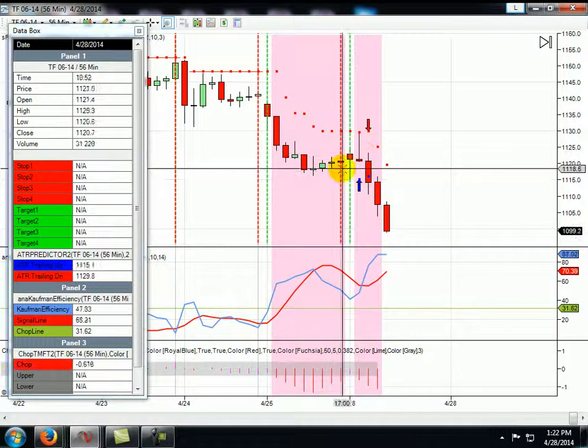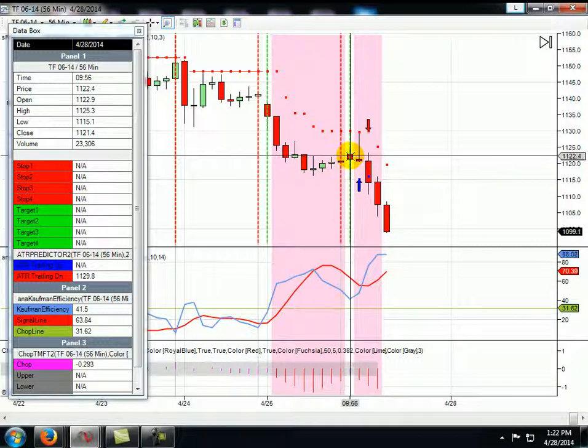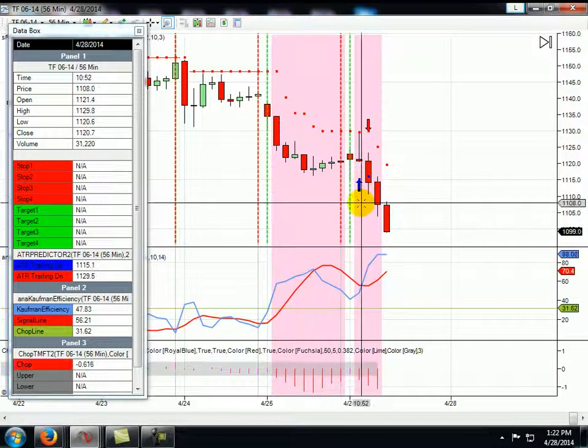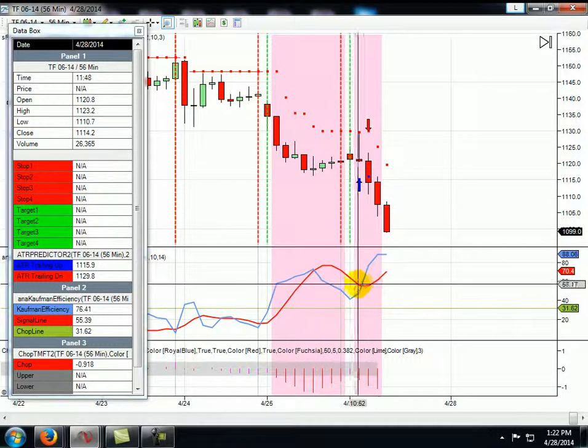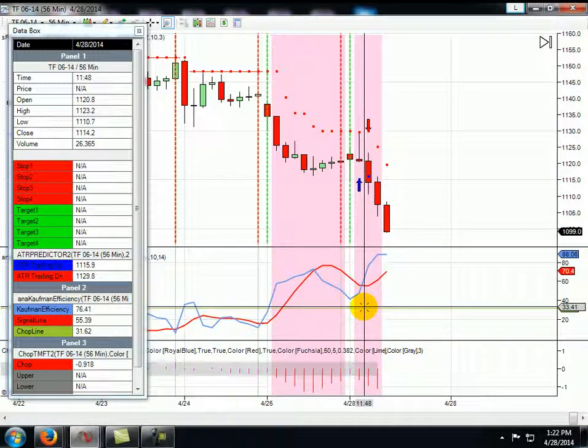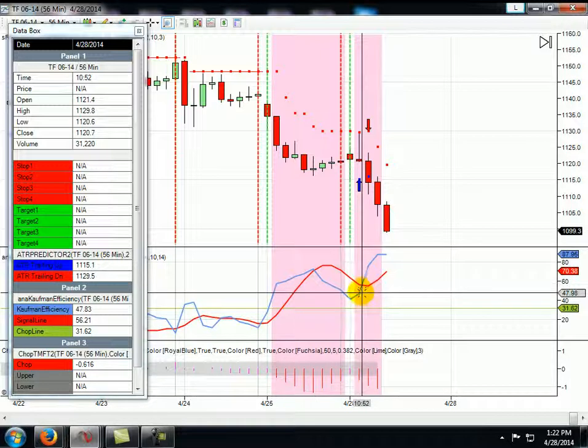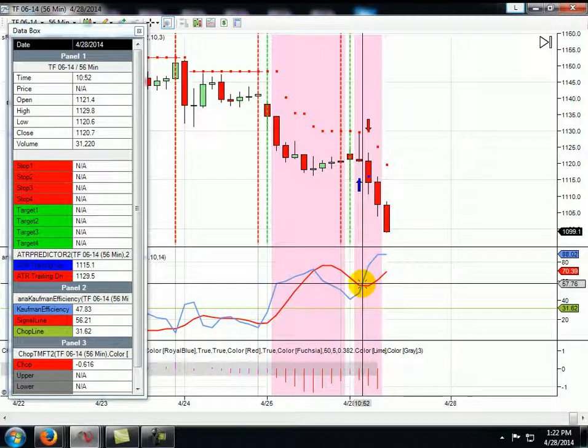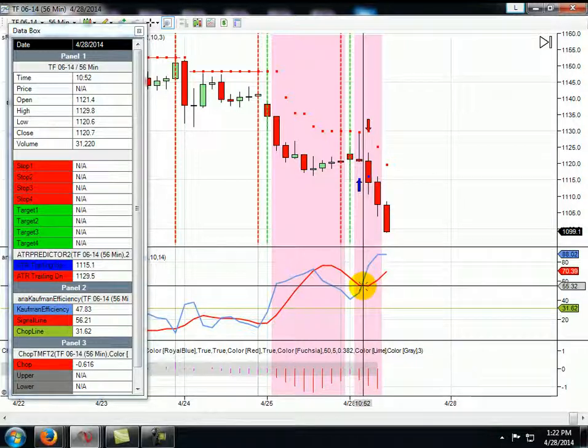We would not have taken it right here on this bar. The way this filter works is that, as I said, we need to be above the chop line, which we are. The efficiency line has to cross the signal line.